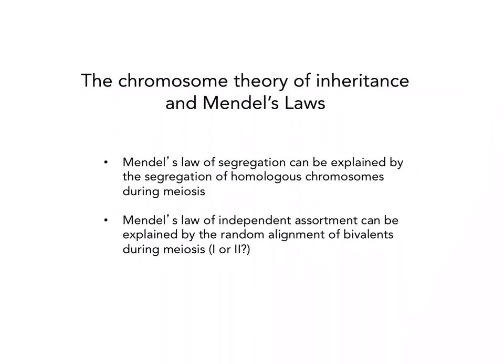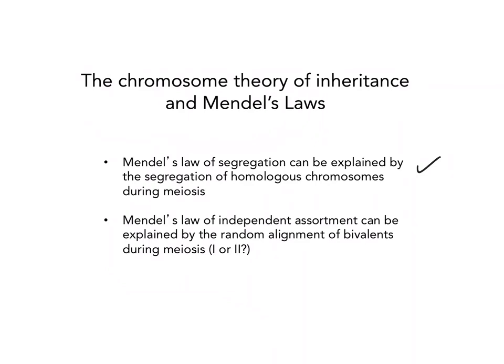In terms of segregation, this can be explained by the segregation of homologous chromosomes during meiosis. If you think about it in terms of alleles, we're talking about the ability of one allele to go into one gamete and a second allele off of a homologous chromosome to go into a second gamete.